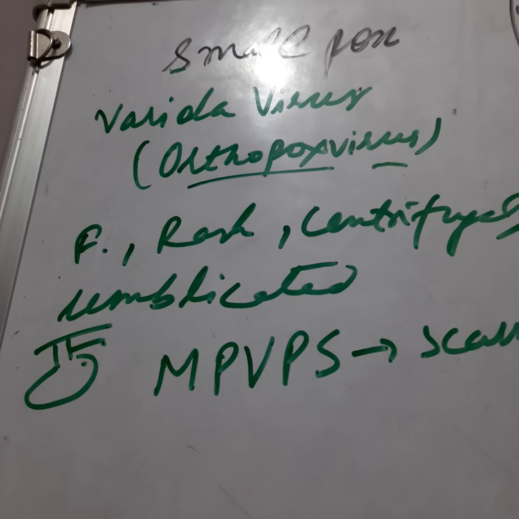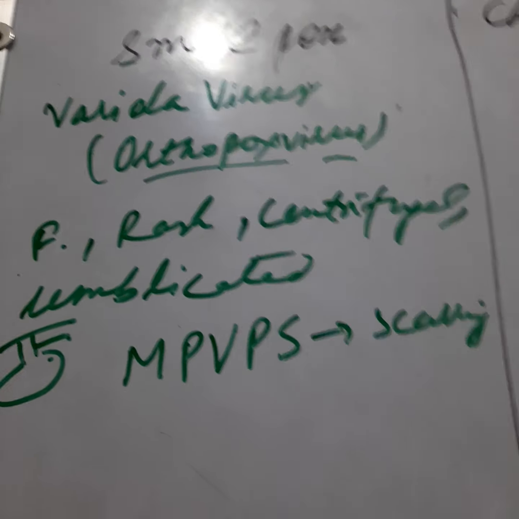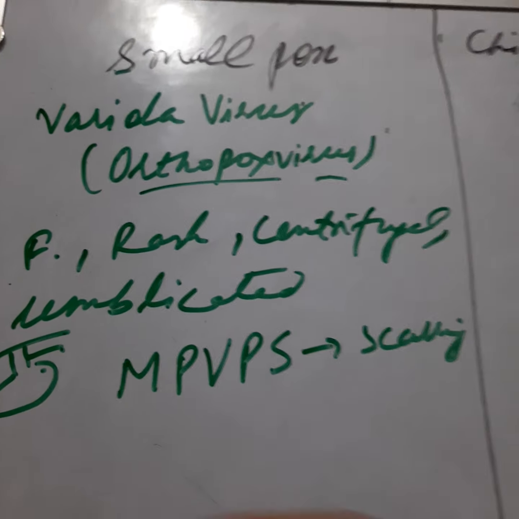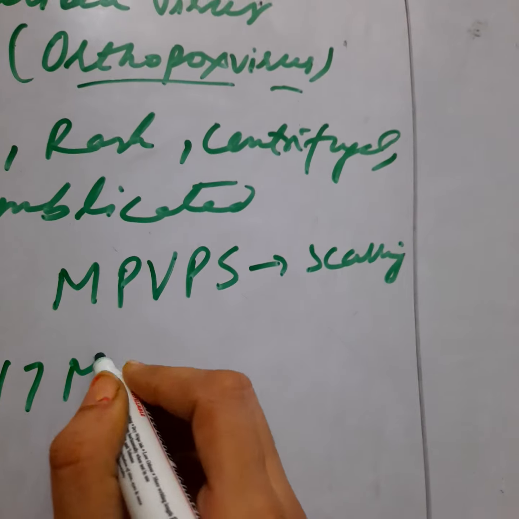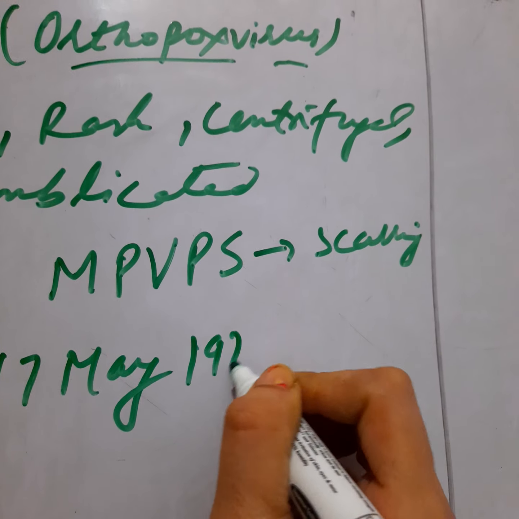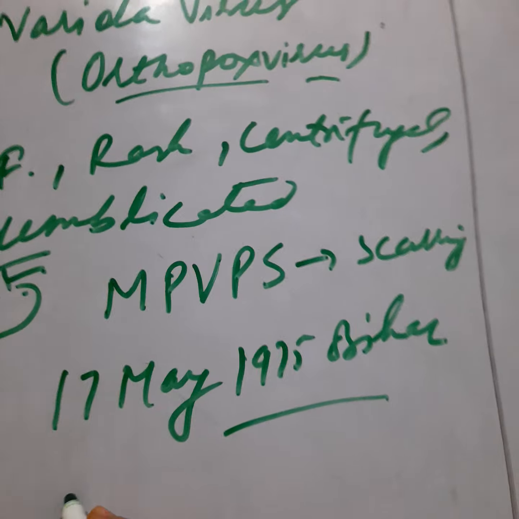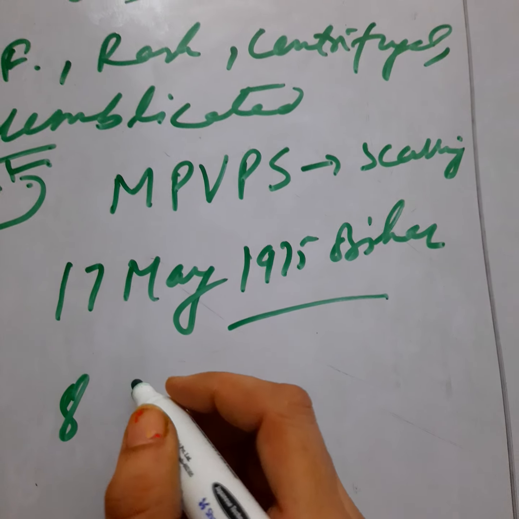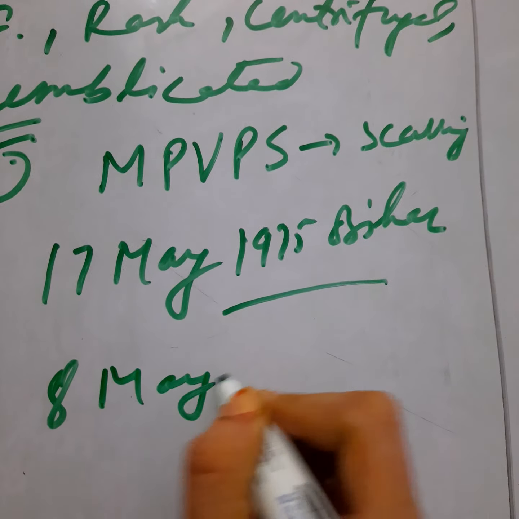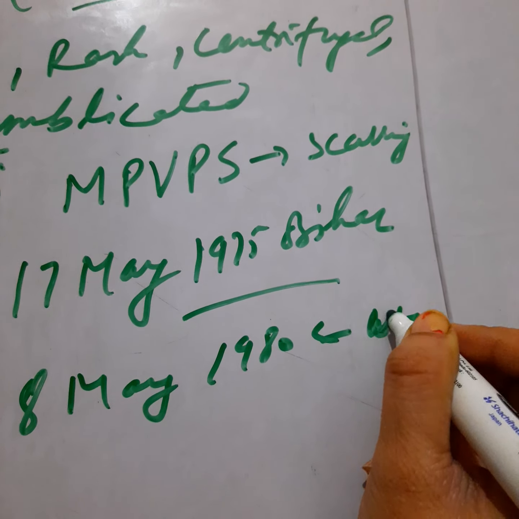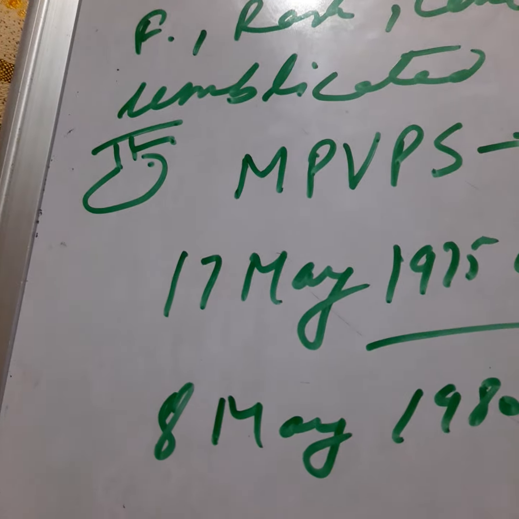In India, the last case of smallpox was found on 17th May 1975 in Bihar, and after this, on 8th May 1980, WHO declared the world smallpox free.